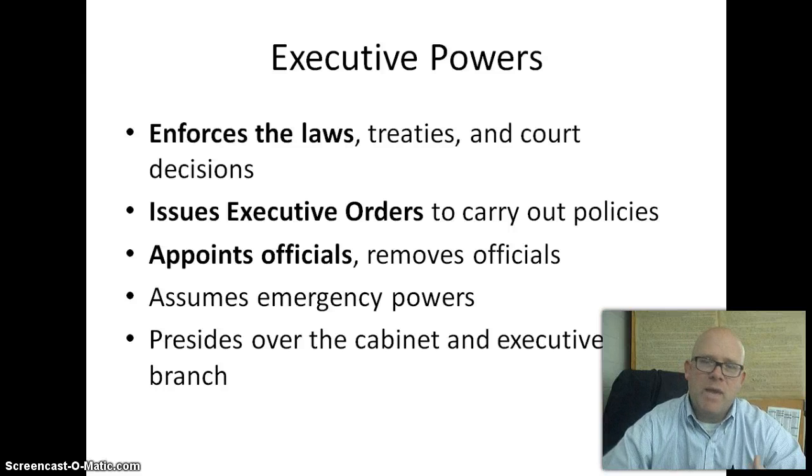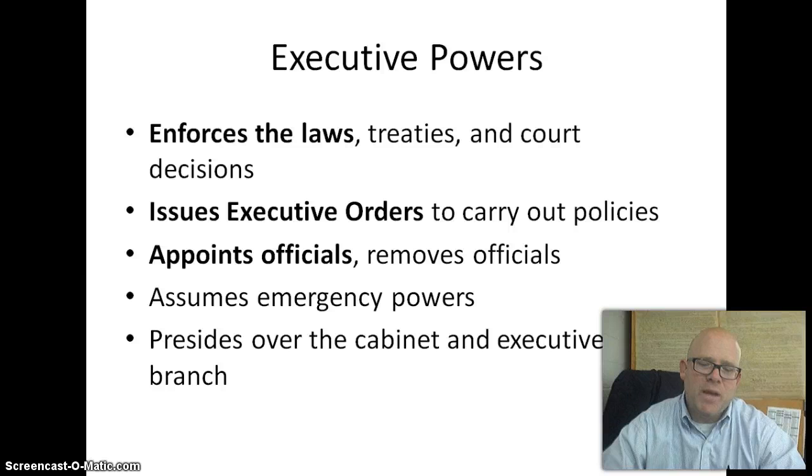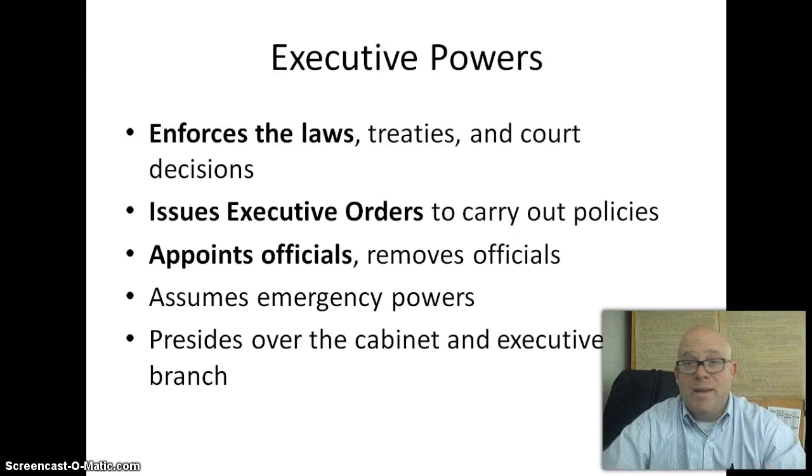The president also has the ability to form emergency powers. Again, sometimes that's going to directly correspond with military power, but not always. And he also is going to preside over the cabinet and executive branch. He's at the pinnacle of that top-down system of enforcing the law. The 15 cabinet departments, the other independent agencies, the president is basically where the buck stops.